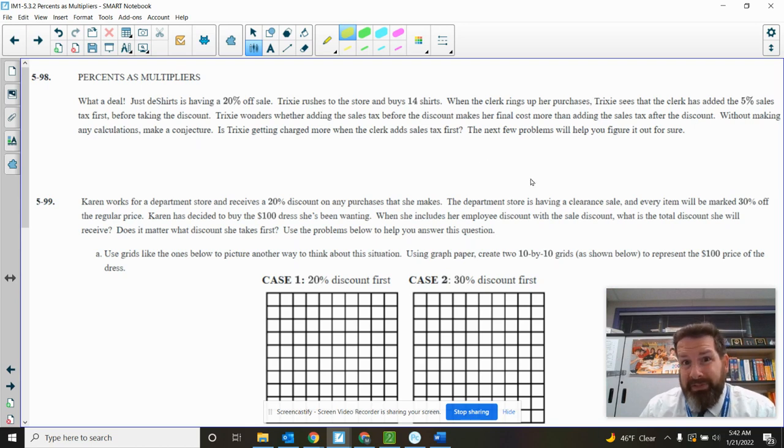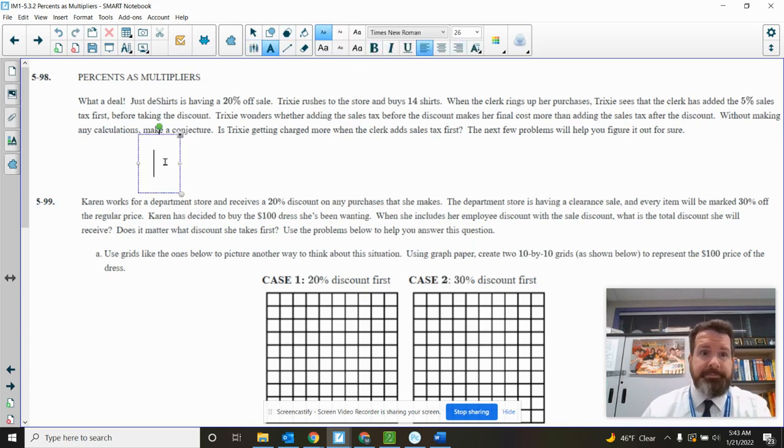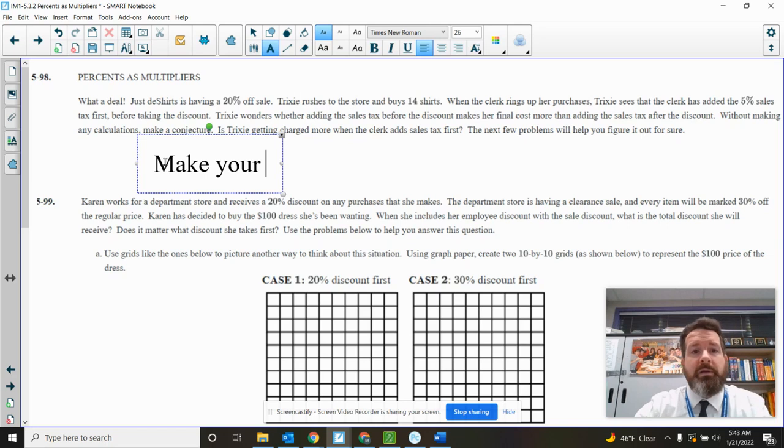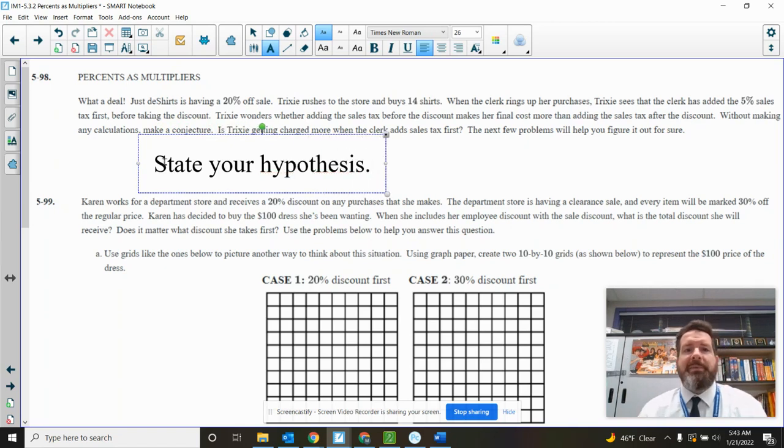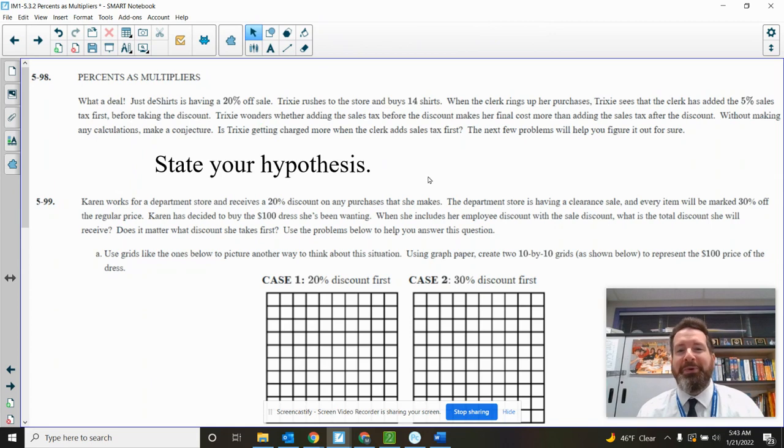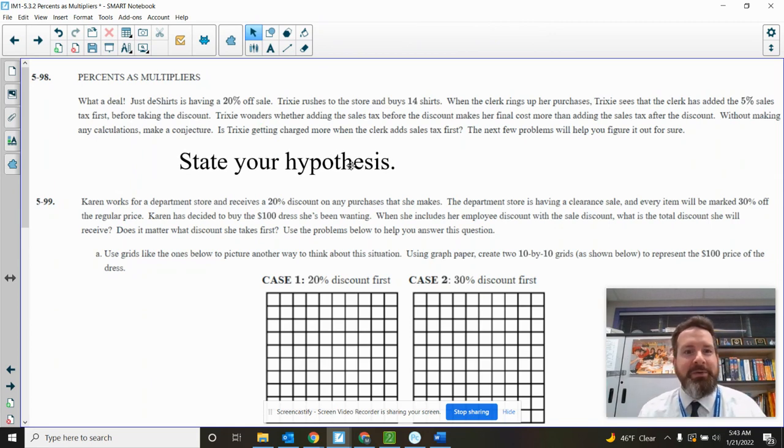And if it does make a difference, does doing it in the other way help me more or help me less? So what I'd like you to do here is really take a moment, think about A, does it make a difference? And B, if it does, which direction do you think would be more helpful? So you make your educated guess. I'm going to say it this way: state your hypothesis. Hypothesis, of course, the very fancy word for an educated guess. So make your estimate.